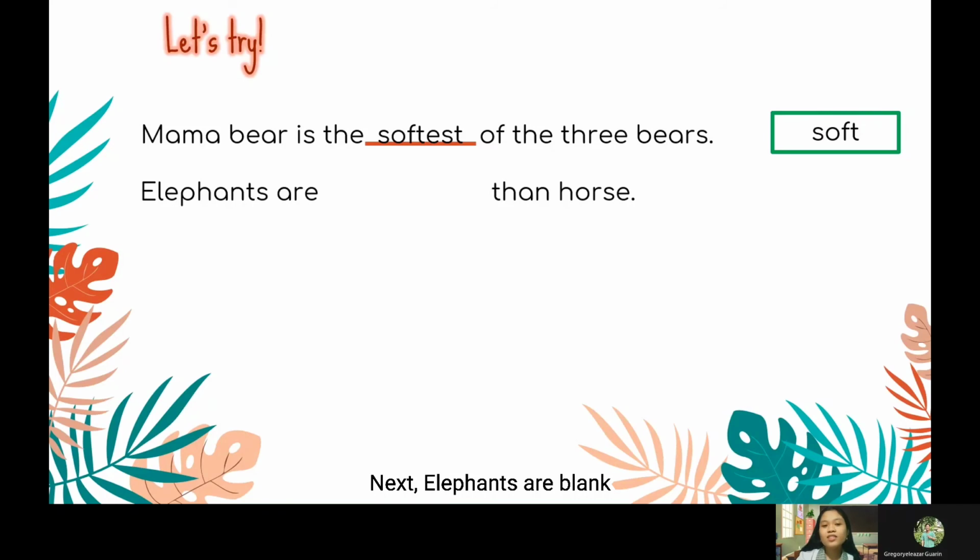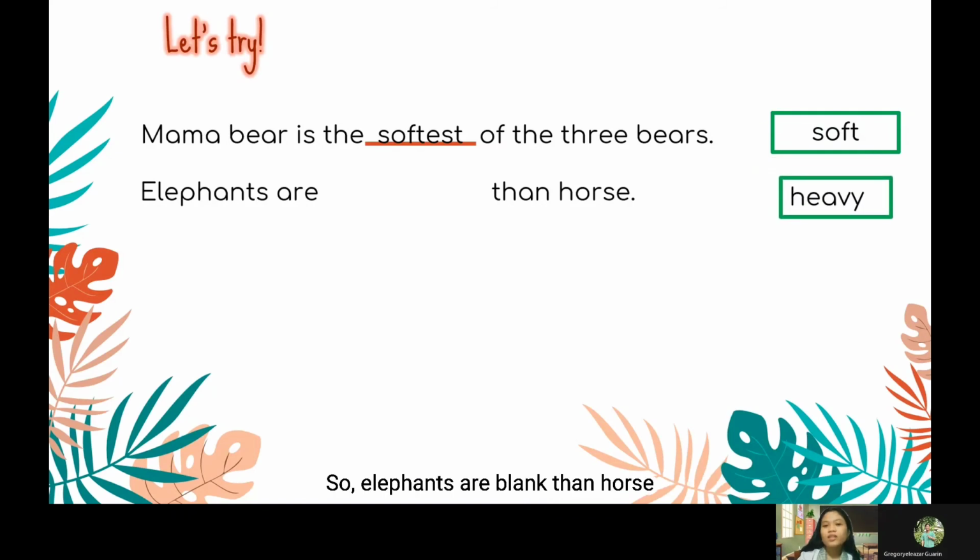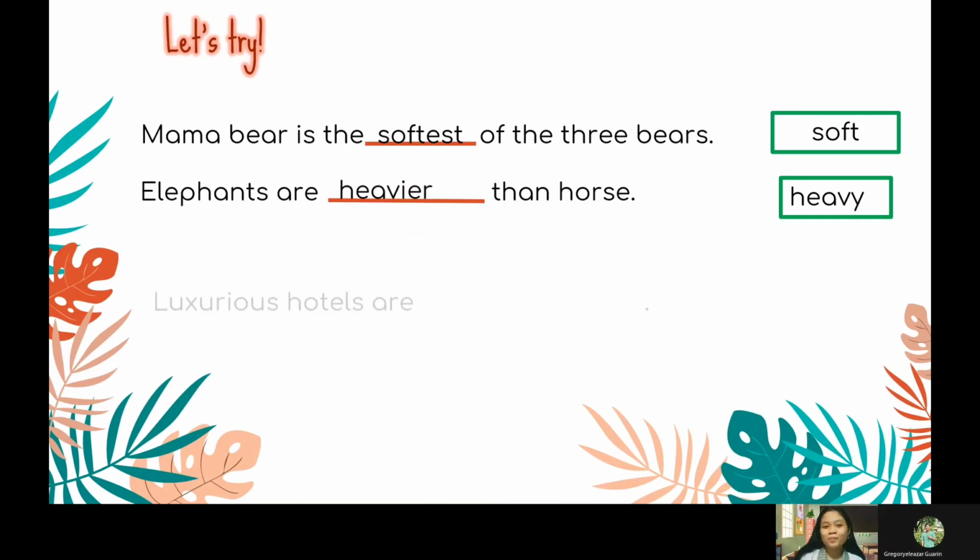Next, elephants are blank than horses. And we will use the positive word heavy. We're comparing two nouns, the elephants and the horses. So the rule, if the last letter of the word is Y, we will change Y to I. And if it is comparative, we will add ER. And if it is superlative, we will add EST. So heavy becomes heavier.